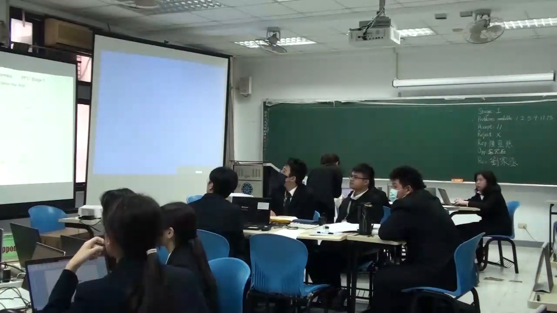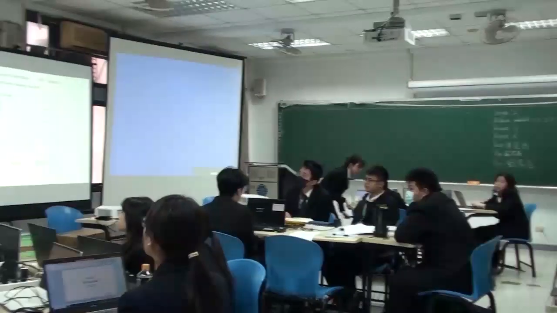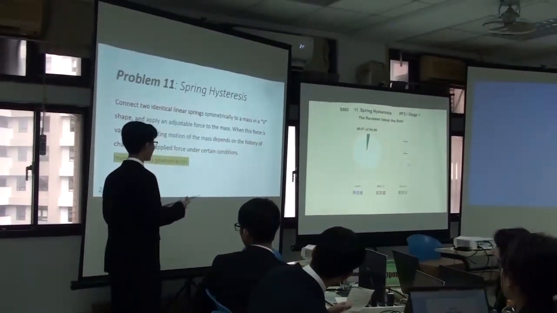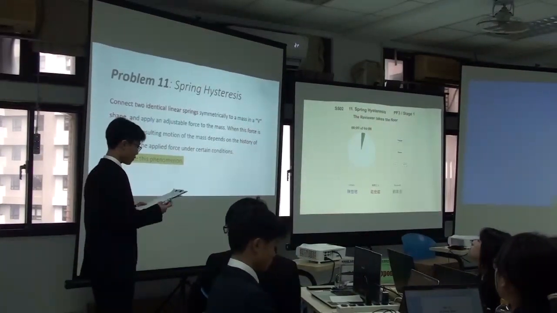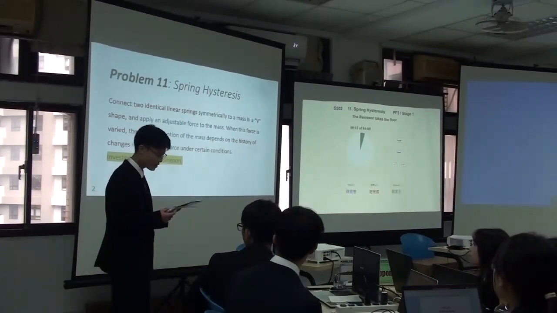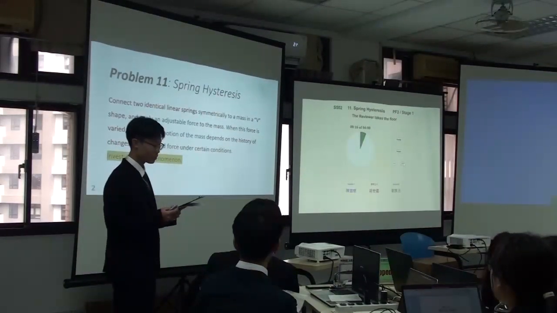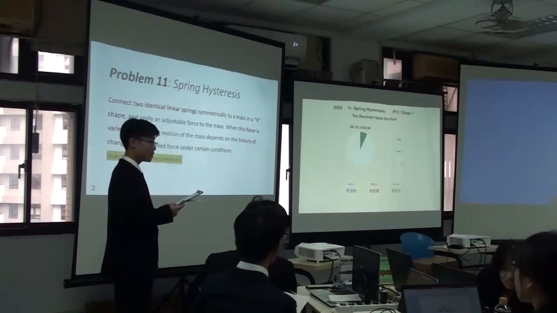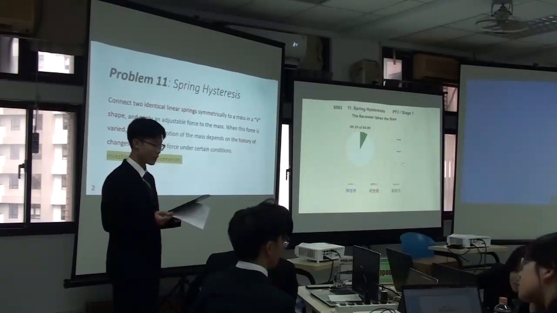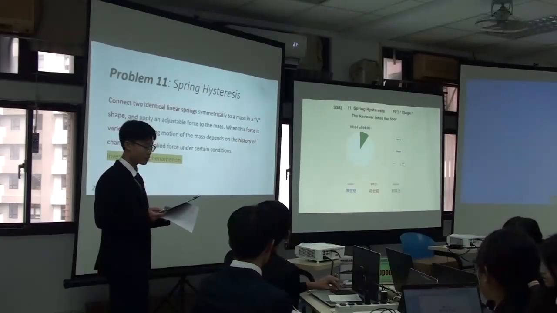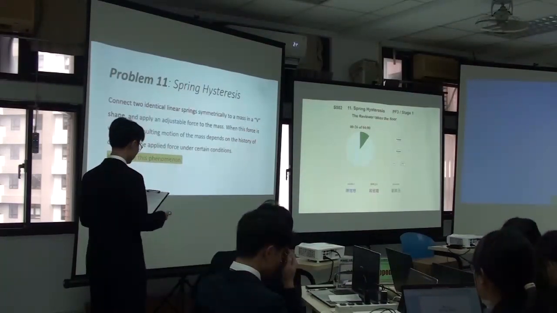Hello everyone, I'm the reviewer from Team Bernoulli, and today I'm going to review number 11, spring hysteresis. Our statement is: connect two identical linear springs symmetrically to a mass in a V shape, and apply an adjustable force to the mass. When the force is varied, the resulting motion of the mass depends on the history of changes in the applied force under certain conditions. So investigate this phenomenon.